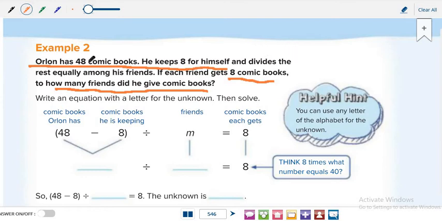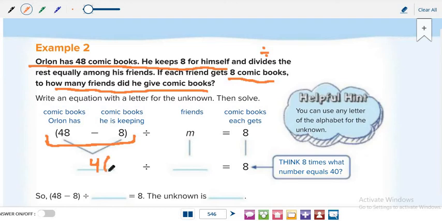And divide the rest equally among these friends. This is the rest of the books. He divides these books equally among his friends. Divides, of course, suggests to divide. So the difference here will be divided by the number of friends. We don't know how many friends, so we will use a letter to represent the unknown. And that equals 8, because they said each friend gets 8 books. So now let's complete. 48 minus 8 equals 40.